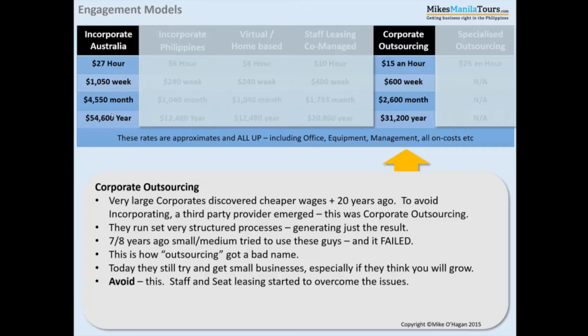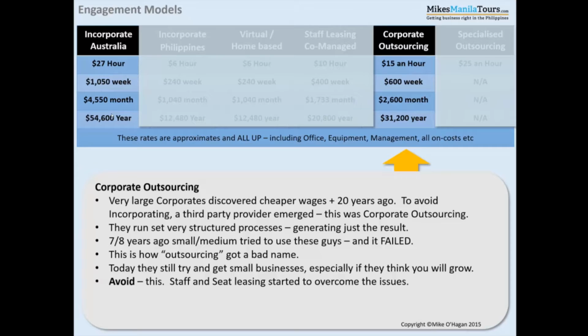That worked very well for them. And about 7 or 8 years ago, small, medium-sized businesses, the internet sort of got a little more connectivity up. So the small, medium businesses also decided to try and use these guys for the same thing. And in Australia, a lot of accountants, a lot of engineers, all tried to outsource into countries like Vietnam and in India. They went to the corporate outsourcers and they said, can you run it for us?